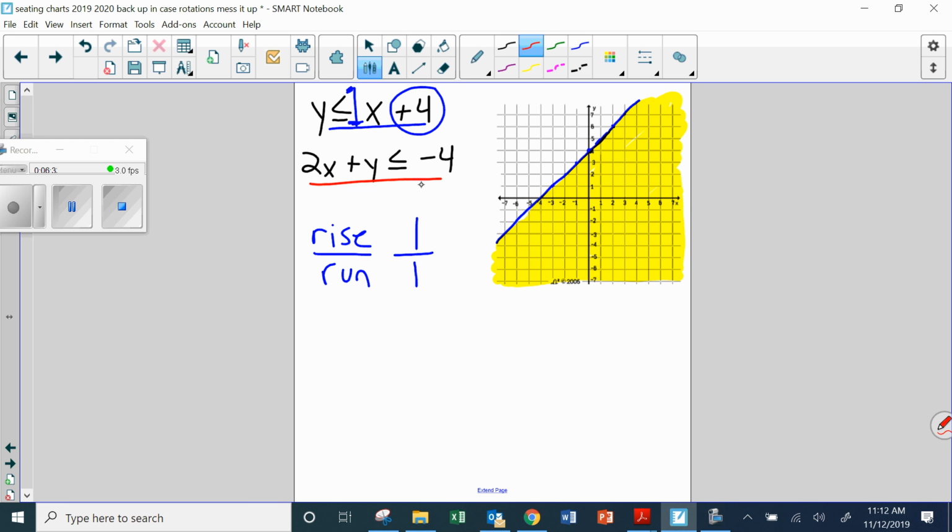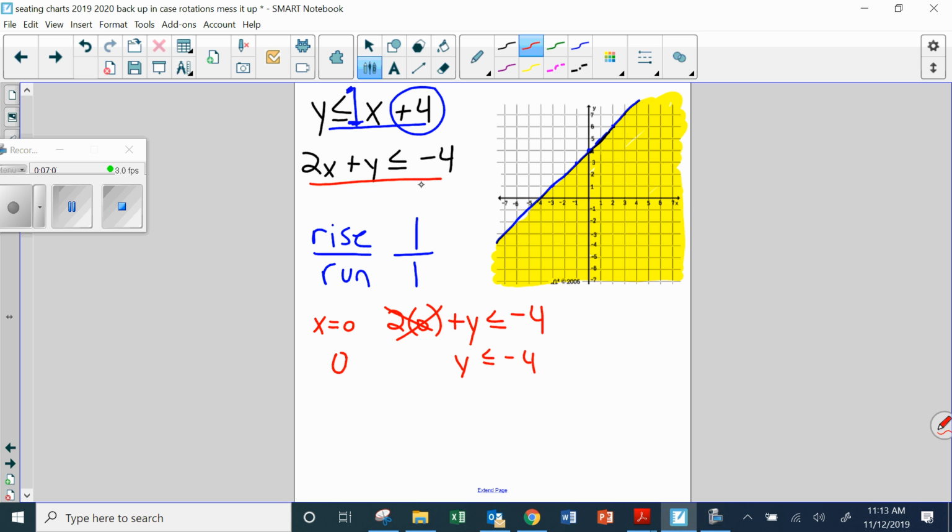All right, so for the second line, I do not have y all by itself. So I'm going to need to graph it using the other method, which is plugging in 0 for x, solving for y, and then plugging in 0 for y, solving for x. So I'm doing this one down below. So first I'm going to say let x equal 0. And then I'm going to just replace x with 0. So 2 times 0 plus y less than or equal to negative 4. That cancels out. I get y less than or equal to negative 4.